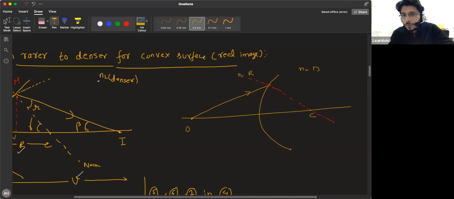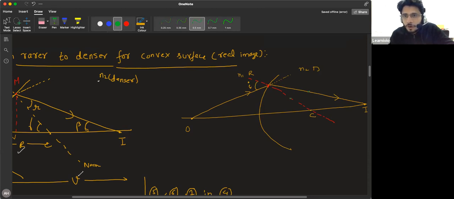See, the ray is coming from rarer to denser. If there is no refraction, then it will go straight. But due to refraction, it will bend towards the normal. So this will be your final image. And this is your object. This angle here is your angle of incidence, I. This is the refracted ray.